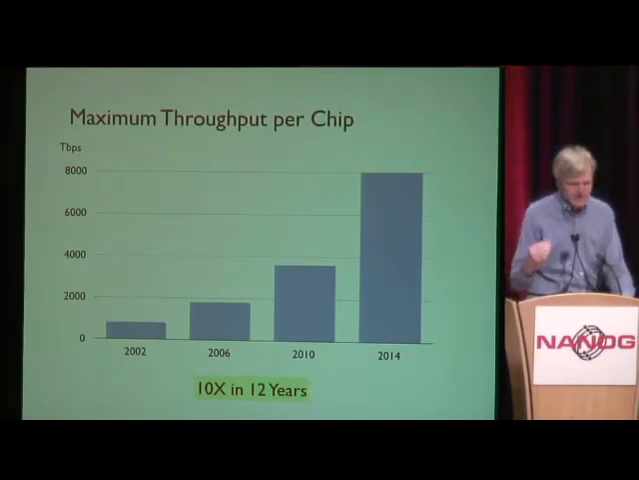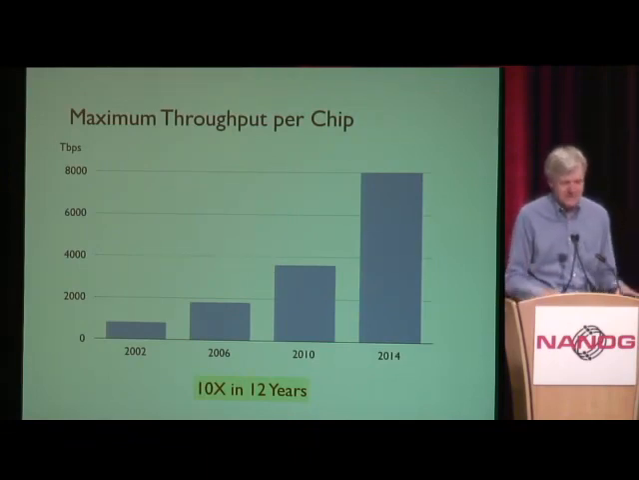As a result, the maximum throughput per device, this is again a single chip thing, and big switches have many of these chips, but on a single chip basis, it really only has been a factor of 10x in 12 years, which is kind of consistent with the improvement in Ethernet performance from gigabit to 10 gigabit.